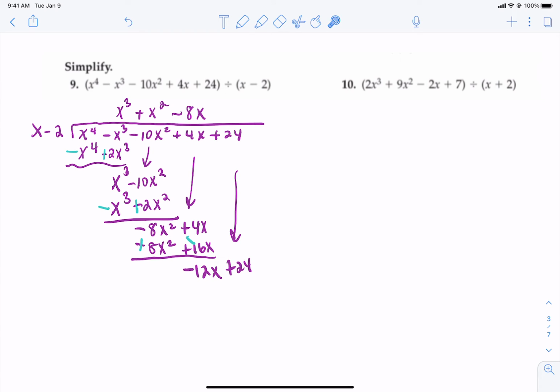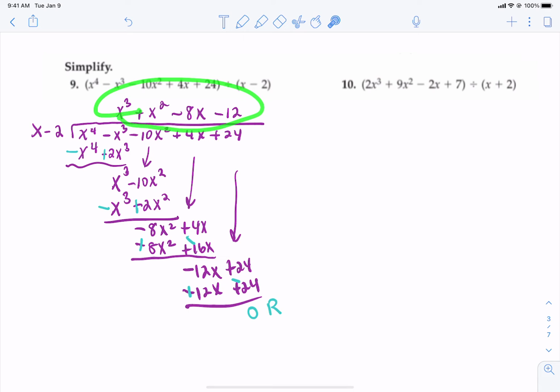Now you ask yourself, what times x will give me negative 12x? That will be negative 12. Put it on top. We're going to distribute that to both things. So that's going to be negative 12x plus 24. We are subtracting, so we're going to change the signs of both. Whatever's right here is our remainder. We don't have a remainder, so our answer is this exact value here.